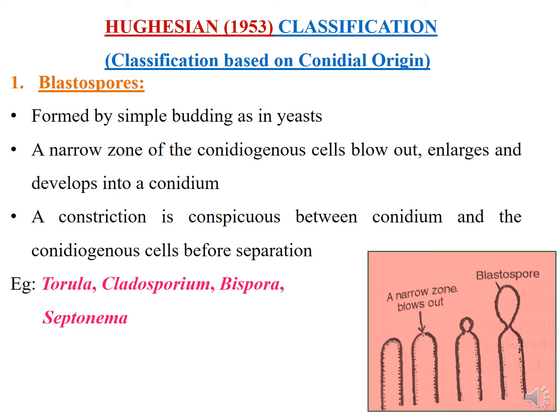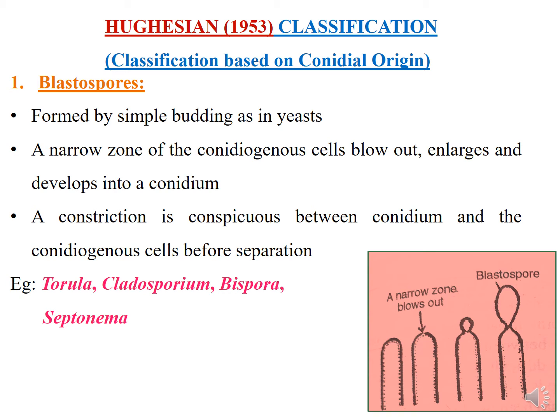Then coming to another classification, what is generally called the Saccardoan-style conidial classification, which was proposed in the year 1953. This classification is entirely based on the origin of conidia. So the classification based on conidial origin is generally known as the Vuillemin-Hughes type classification. So why did this classification come into existence? Under this classification, different types of spore formation were mentioned. What are those different spores?